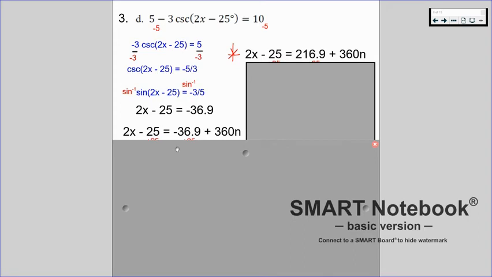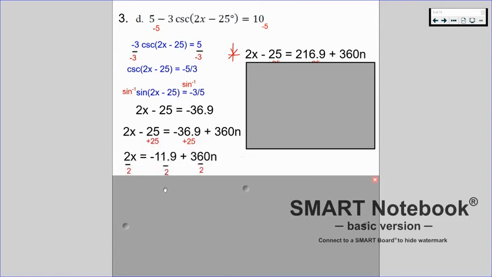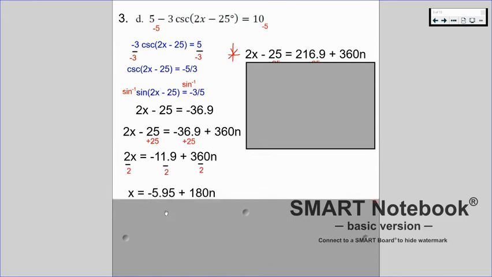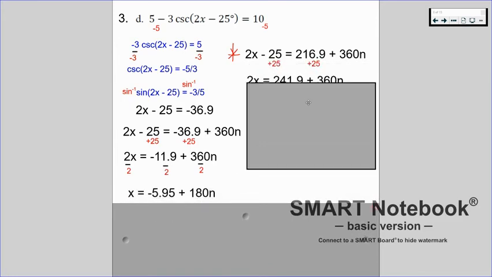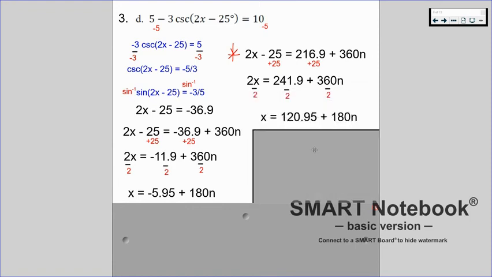All right, then we're solving just like we did before. We're going to add 25, and then we're going to divide by 2. And there's one of my solutions, and I do the exact same steps over here, add 25 and divide by 2, and there is the other solution. So x equals negative 5.95 plus 180n, and x equals 120.95 plus 180n. There's number 3.